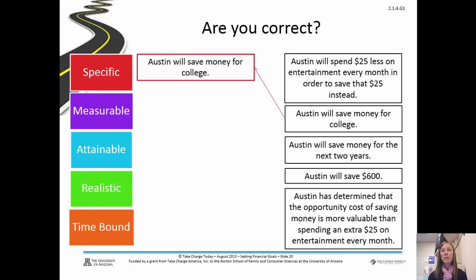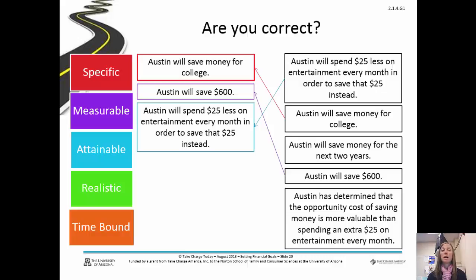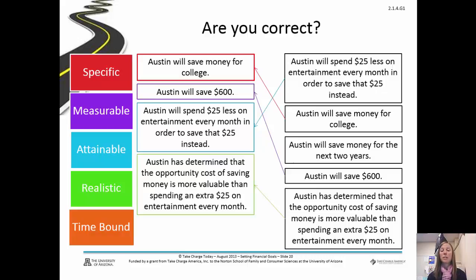The specific part is Austin will save money for college. Measurable is Austin will save $600. Attainable, Austin will spend $25 less on entertainment every month in order to save that $25. Realistic, Austin has determined that the opportunity cost of saving money is more valuable than spending an extra $25 on entertainment every month. And the T, time-bound, Austin will save money for the next 2 years.